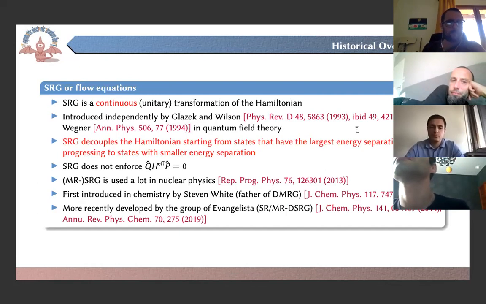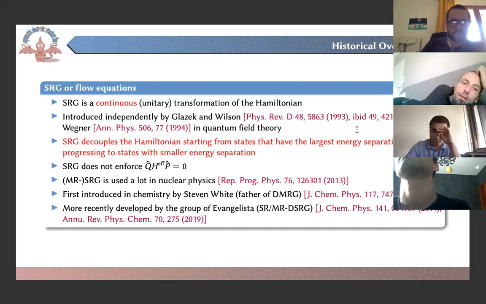Just a historical overview of the SRG, which some people call a flow equation. So you might see the two terminologies. The SRG is a continuous transformation that's going to depend on a parameter I'm going to show you after. Okay, and it's been introduced by Glazek and Wilson. So Wilson is the Kenneth Wilson, Nobel Prize. So it's something that comes from quantum field theory.